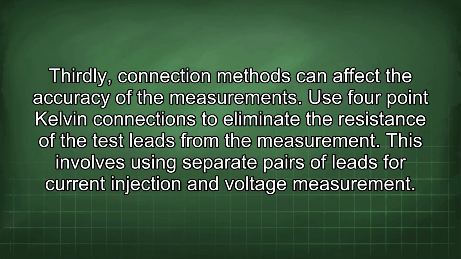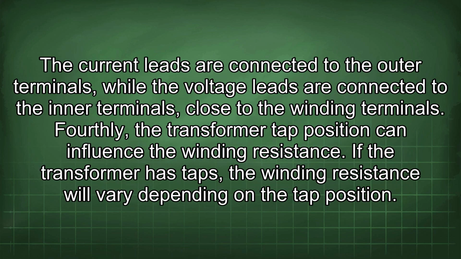Thirdly, connection methods can affect the accuracy of the measurements. Use 4-point Kelvin connections to eliminate the resistance of the test leads from the measurement. This involves using separate pairs of leads for current injection and voltage measurement. The current leads are connected to the outer terminals, while the voltage leads are connected to the inner terminals close to the winding terminals.